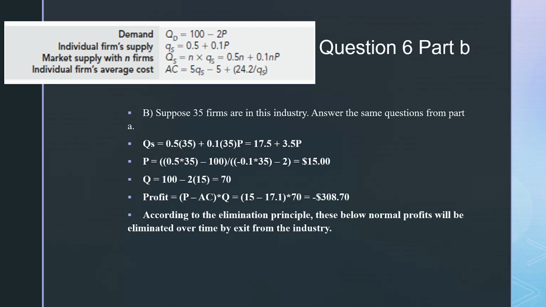So using the same math as Part A, we find that the market supply equation is 17.5 plus 3.5 P. The price is $15, the quantity is 70, and the profit is negative $308.70. So according to the elimination principle, these below normal profits will be eliminated over time by exit from the industry.